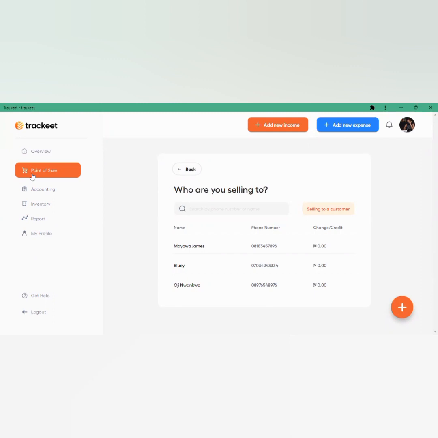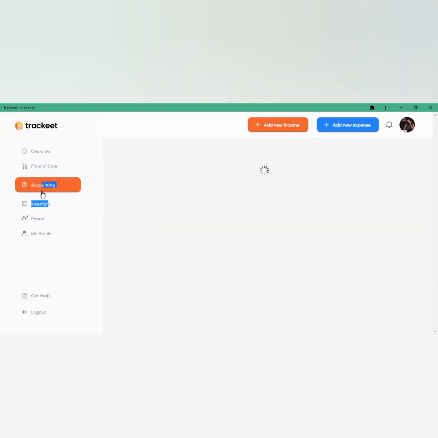Looking at the point of sales, the business owner is able to see the customer details, from the name of the customer to the phone number of the customer. Also, being able to see which customer is owing what amount and which customer the company needs to balance up change. We're going to put all of this into practice.